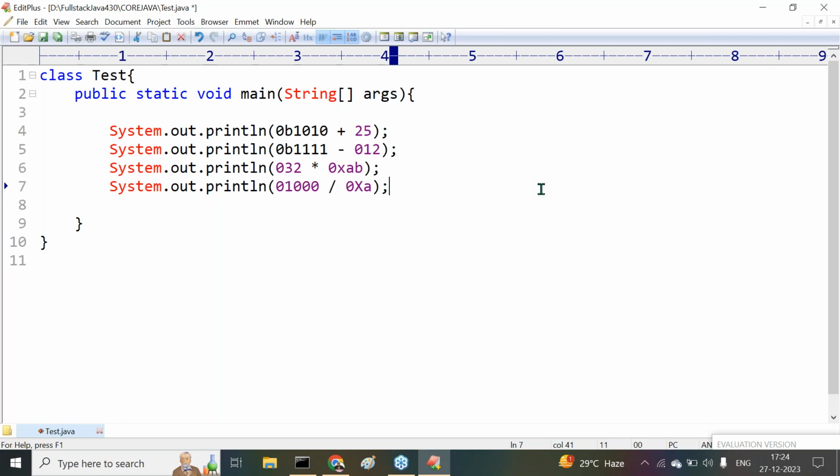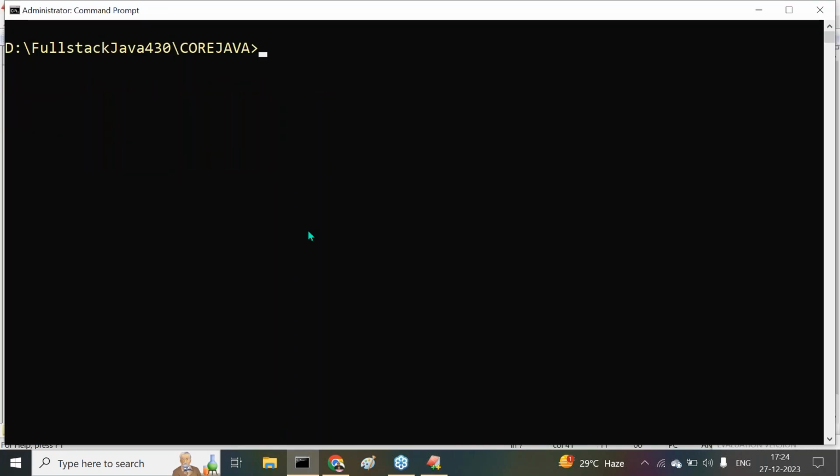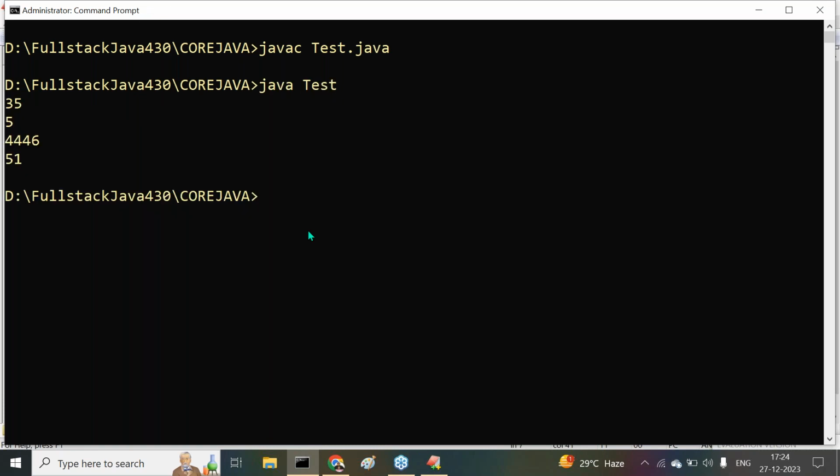If anything is wrong in this overall process, we get a compilation error. If everything is right, directly we get output. Let us see this output or maybe any error. All right, now let me check it. Definitely some values we are able to get. javac Test.java compiled successfully. java Test. Here we are getting some values.